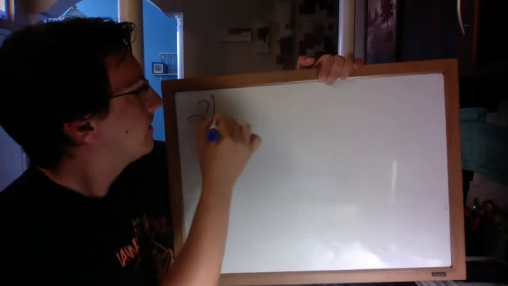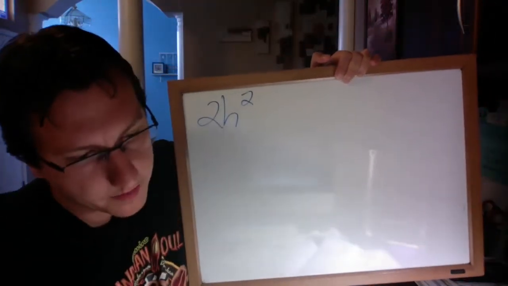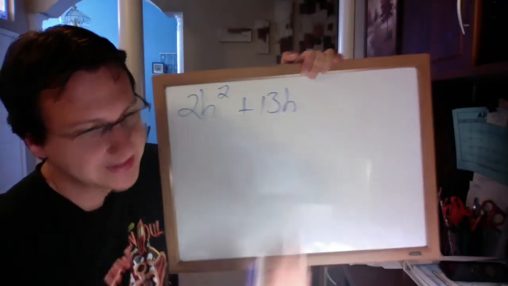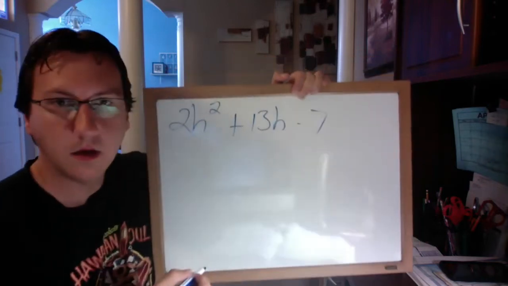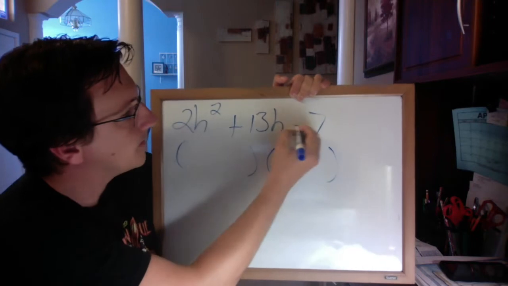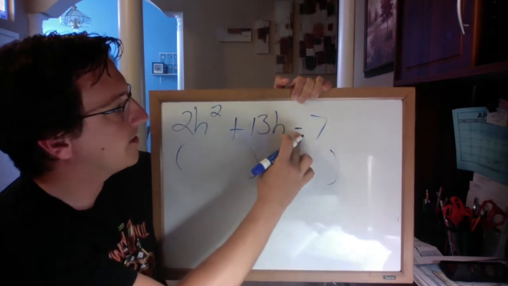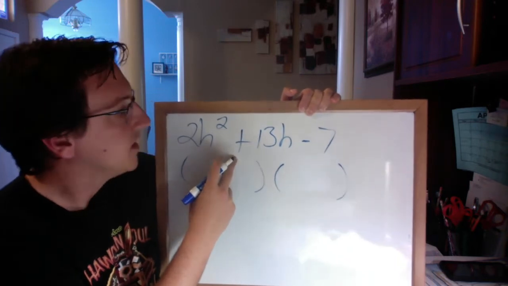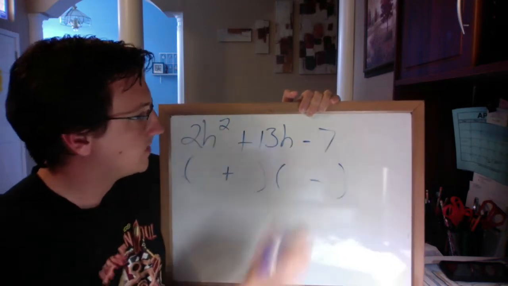Let's look at number 3: 2h squared plus 13h minus 7. So here we go. Parentheses. This sign means that they are different, and this sign means that the greater factor is going to have the positive. And so one's going to be plus and one's going to be minus.